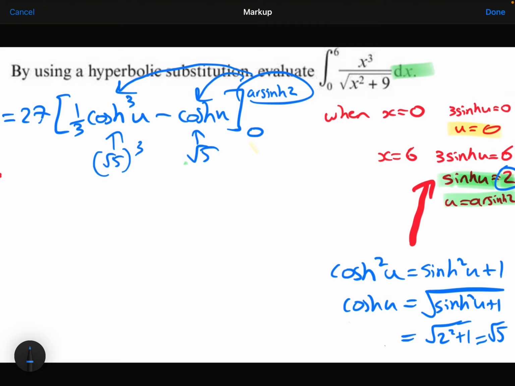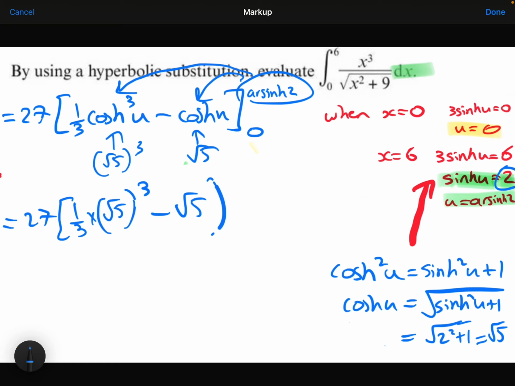So if I now do 27 on the outside, I've got the 1/3 times root 5 cubed minus the root 5. Then I'm going to substitute the 0 in. So I've got 27, lots of the 1/3 of cosh 0 cubed is going to be 1/3. And then cosh of 0 is going to be 1. All of that's going to simplify nicely to be that.